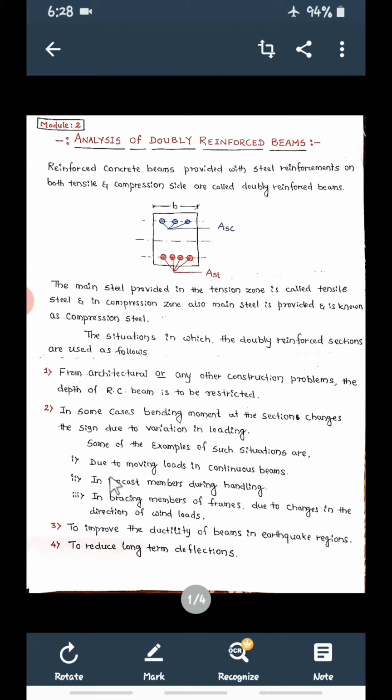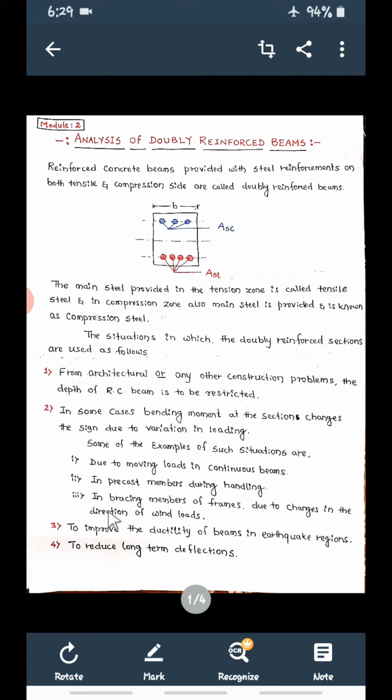So in such cases, the bending moment is going to change from section to section. In that case we need to provide this doubly reinforced beam. Precast members means already casted beams or casted members. The beam is already casted, and we are going to transfer this beam to the site. So in that case, precast members also, during transportation and during handling, the bending moment changes from section to section. So in that case we need to provide this.